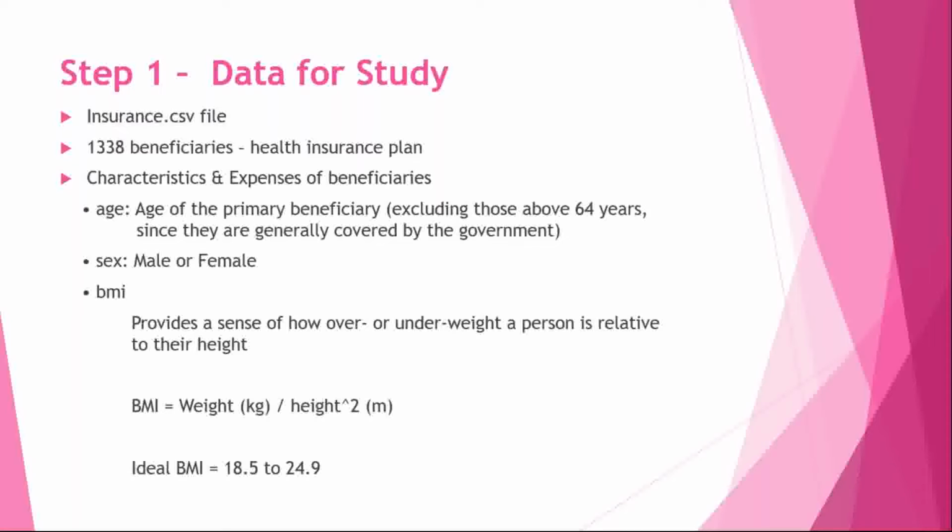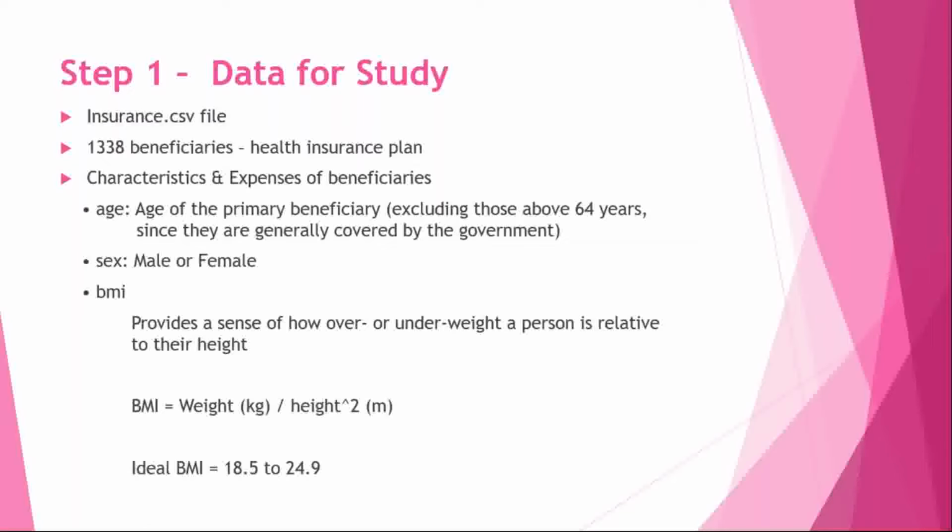So we have 6 independent variables and 1 dependent variable. The variables are also called features. Age. So we know that age is an integer variable.